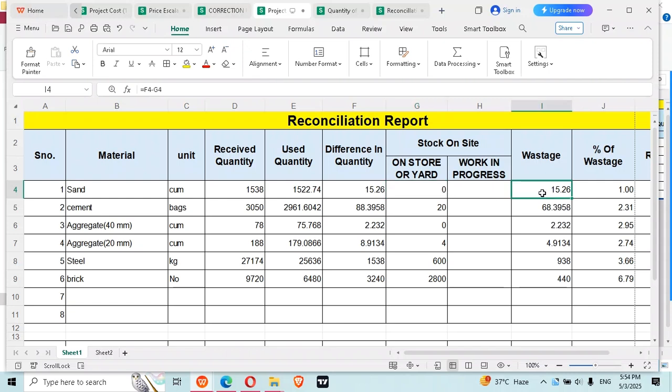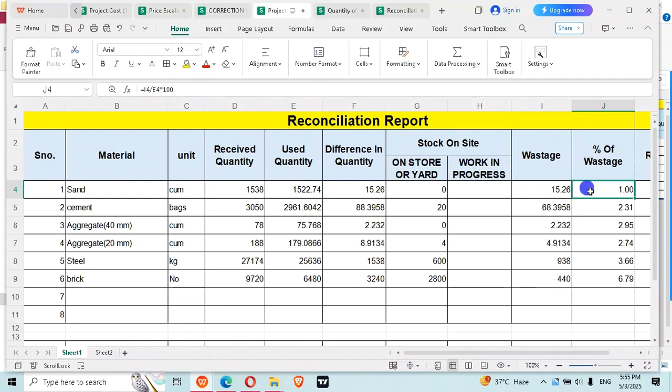Now I'm coming to the wastage. What is our wastage? I'm clicking here. What you should do is subtract the stock from the difference in quantity that we got here. Just subtract here, and you will get the wastage. Scroll it down, and you will get the wastage.